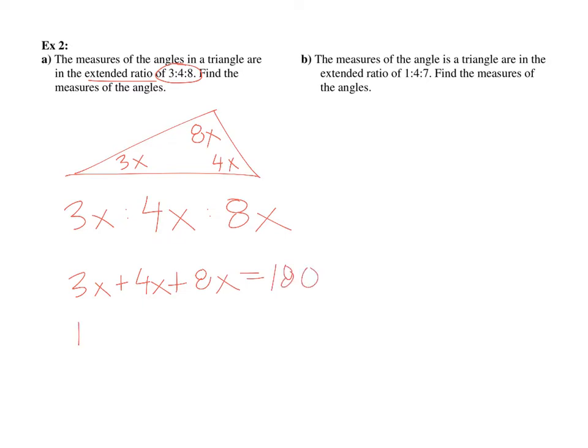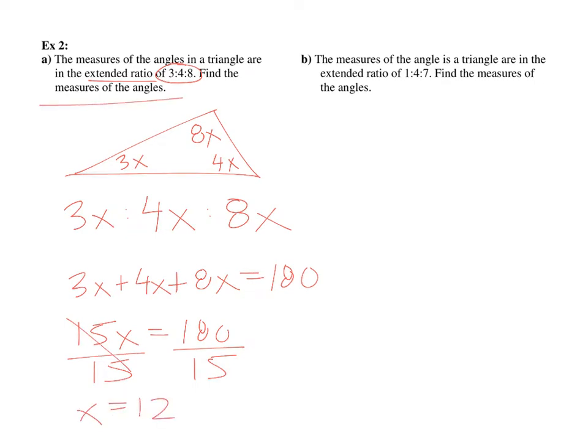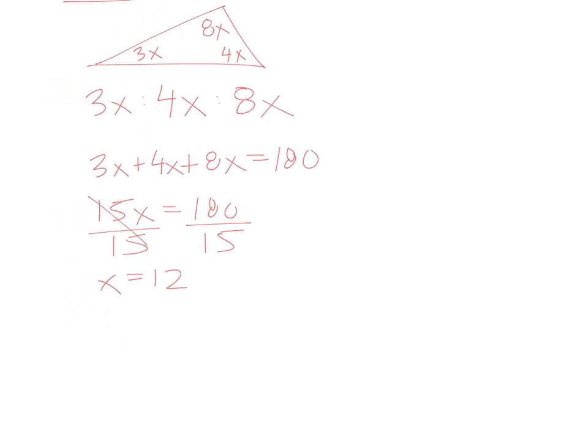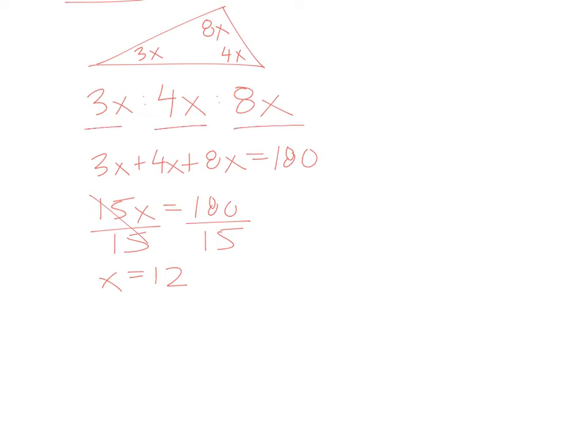So then I have 15x is equal to 180, and divide by 15, and x is equal to 12. Now it's asking find the measures of the angles. All right, so I have to plug x back into each one of these here. So for the first angle, I have 36 degrees. For the next angle, I have 48 degrees. And for the last one, I have 96 degrees. Done.